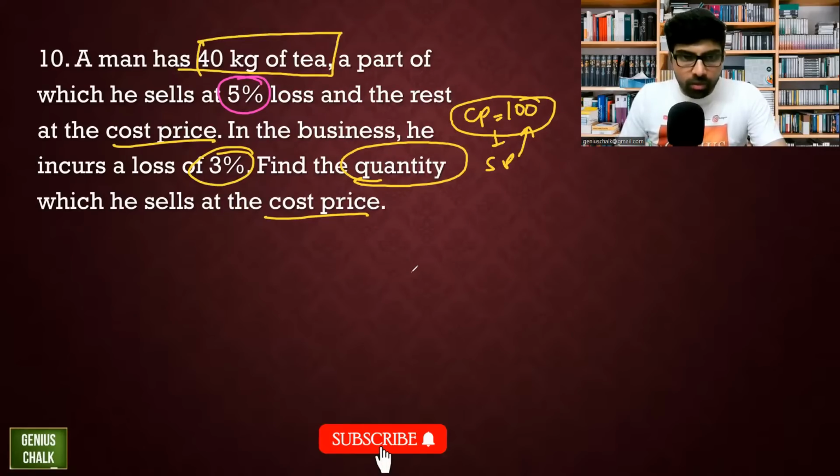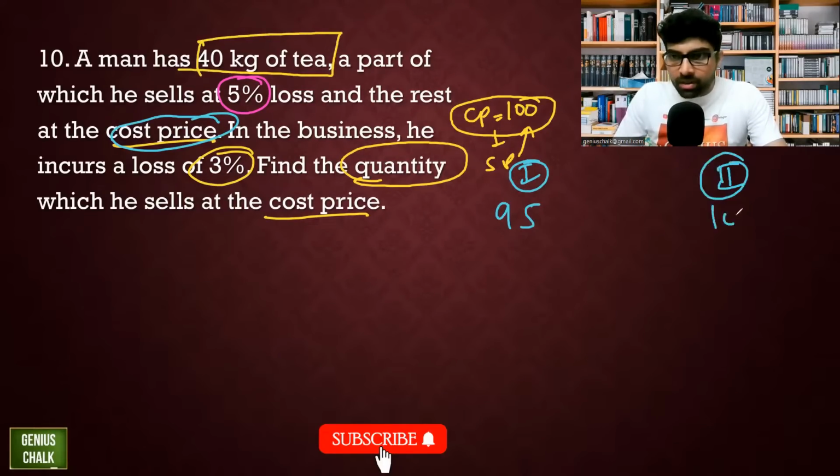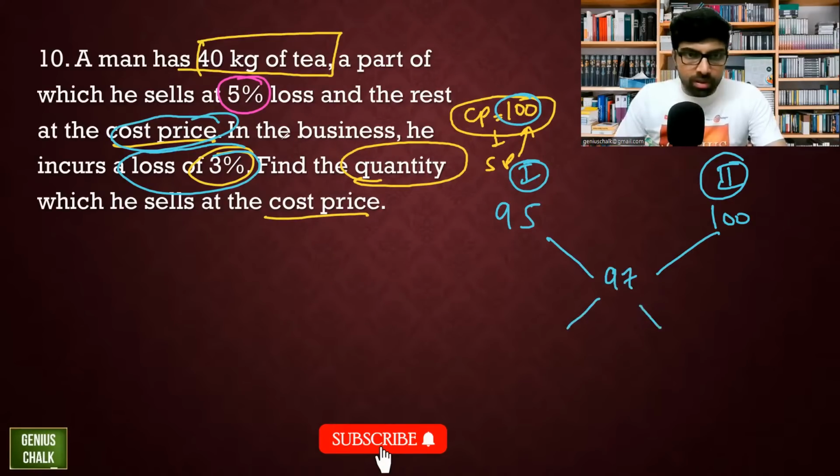So 100 minus 5, that has to be 95. This is the first part. Second, rest at cost price means whatever price I have purchased, on the same price I am selling it. And overall, having a loss of 3%. So 100 I purchased, there is a loss of 3. That means it's 97, the same as previous case. So what is the difference? 100 minus 97 is 3. 97 minus 95 is 2.